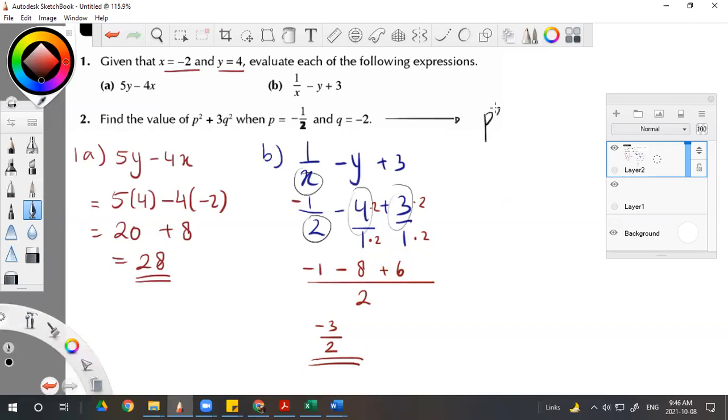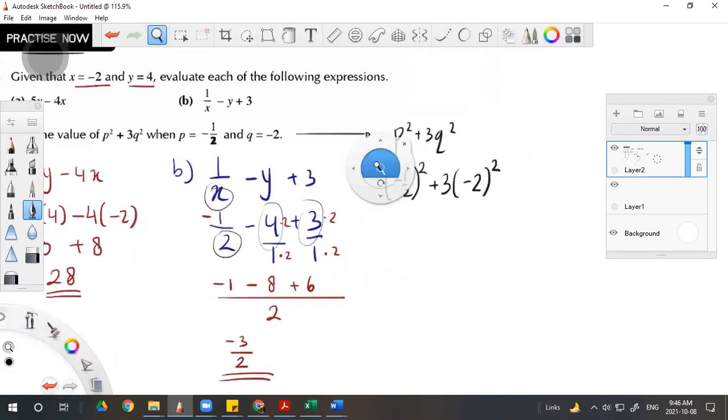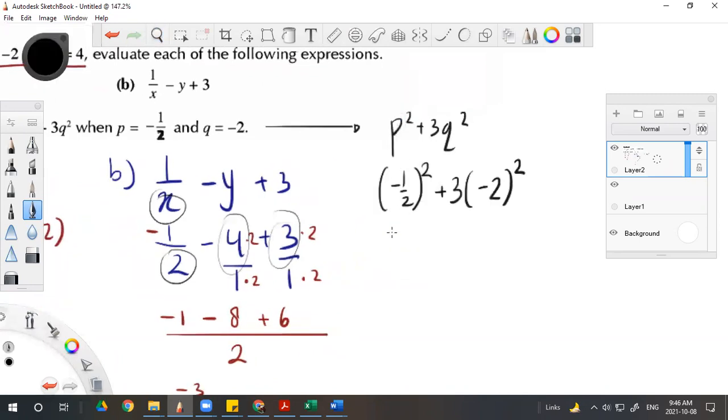Find the value of p square plus 3q square when p equals negative half. Oke, p-nya ganti negative half. Right? 3, change the q by negative 2. Right? So, negative 1 over 2 square. What is negative 1 over 2 times negative 1 over 2? Keep this. Kalau nggak bisa pelan-pelan aja. Plus 3 times negative 2 times negative 2. Right? Kalau mau pelan bisa ya. Kalau mau cepat oke juga.